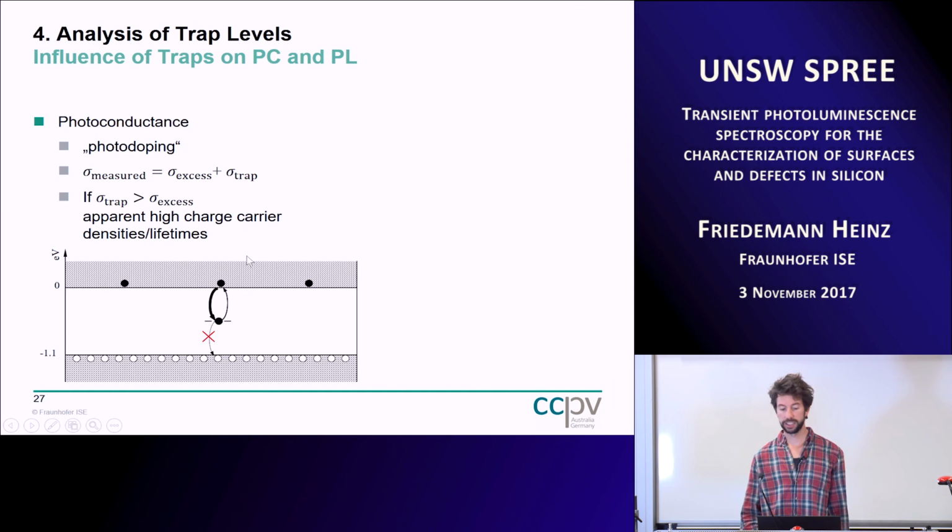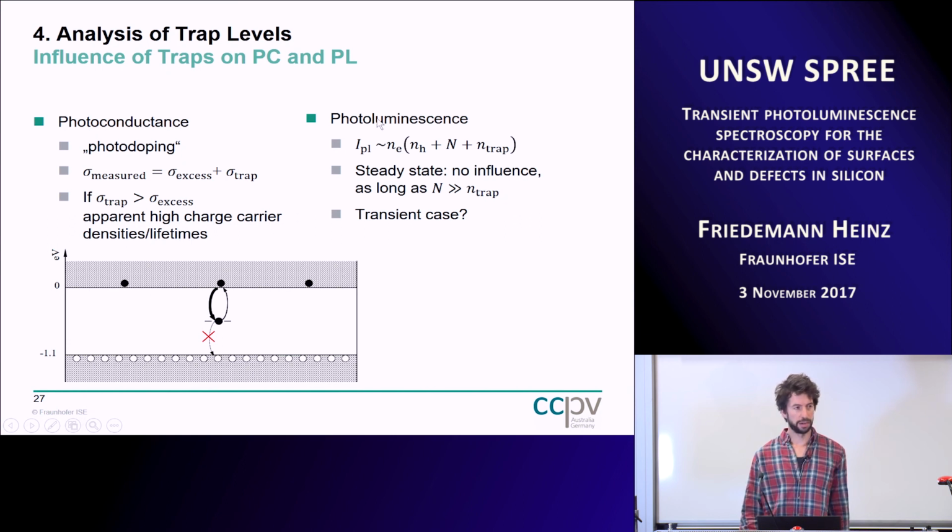So what does this imply for photoconductance? For photoconductance, this leads to some kind of photodoping. If we have steady state illumination, slowly all traps will be filled. But if the electrons are captured, the respective holes are still present, and this leads to a higher hole density. So the measured photoconductivity is composed of the excess conductivity, so the conductivity of the generated excess charge carriers, plus the conductivity of the electrons trapped in traps, given by the respective holes. So as soon as the trap density exceeds or gets comparable to the charge carrier density, we get an apparently high lifetime, simply because we have an apparently high photoconductance, but it has nothing to do with the recombination lifetime.